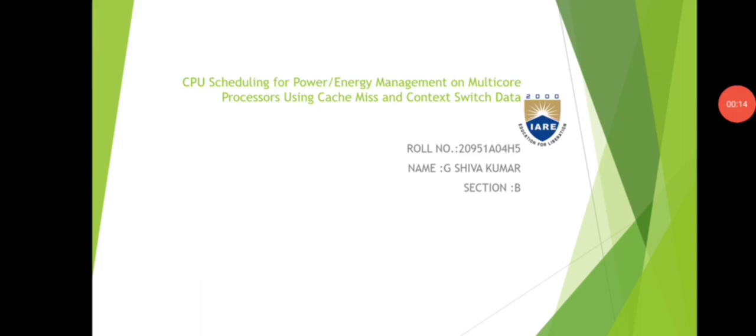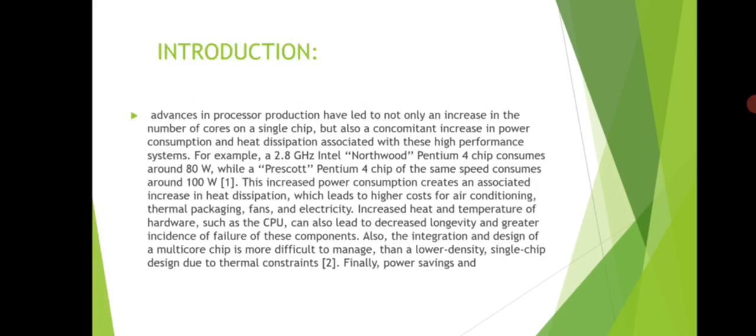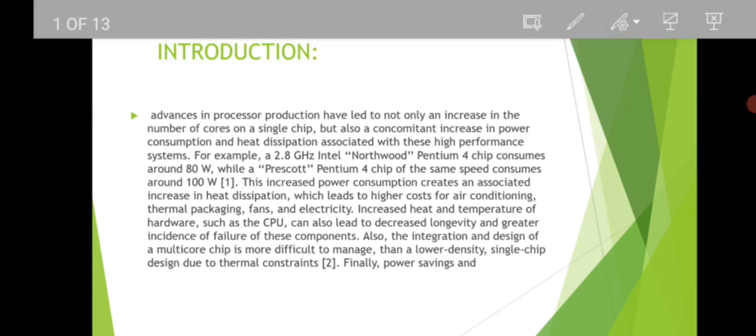Section B. My topic is about CPU scheduling for power or energy management on multi-core processors using cache miss and context switch data. Introduction.